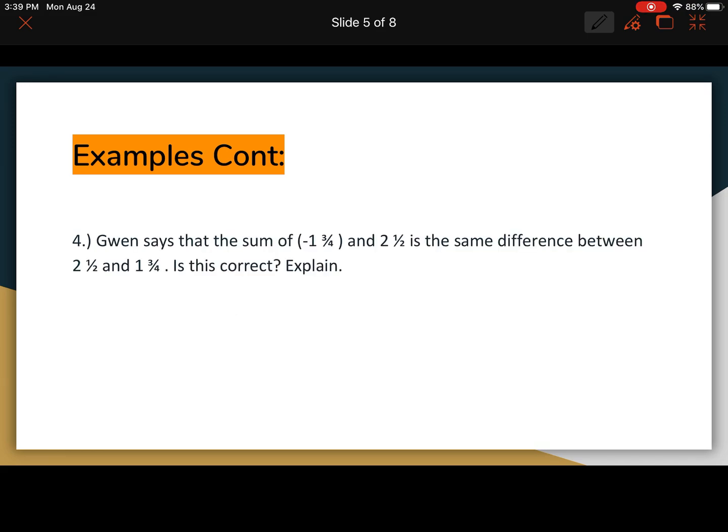Awesome. Going on to our fifth problem right here, I believe. Gwen says that the sum of negative 1 3/4 and 2 1/2 is the same as the difference between 2 1/2 and 1 3/4. Is this correct?